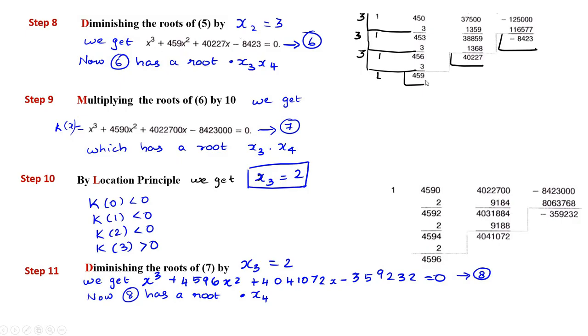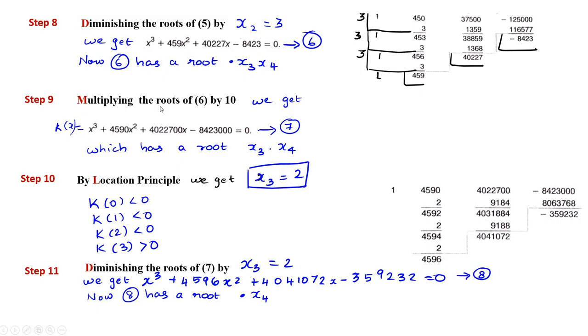x cubed plus 459, then 40,227 minus 8423. This is what you get. Name that as, say, equation 6. Now 6 has a root because you have diminished that by x2. You will have point x3 x4 only.